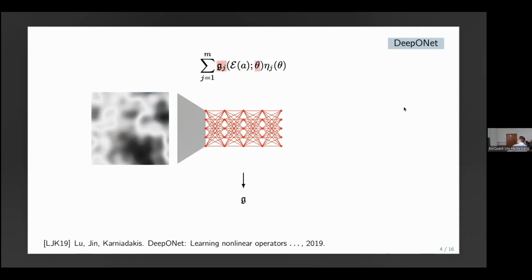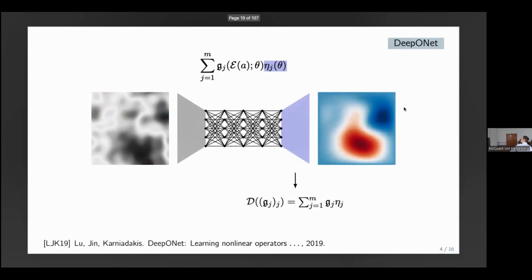And finally, I need to map back to the output space. The way they do this is by taking the outputs of the network as linear expansion coefficients with respect to some function system ηⱼ. So ηⱼ is just an element of Y. You just take a linear combination with respect to the network outputs here. And this function system of the ηⱼ, they also learn during training. It is itself a neural network. And this is the DeepONet architecture.